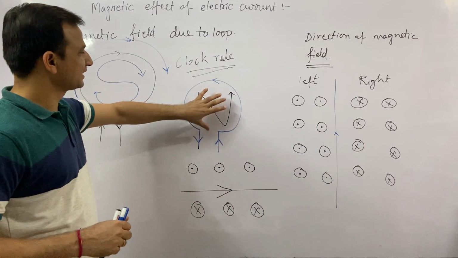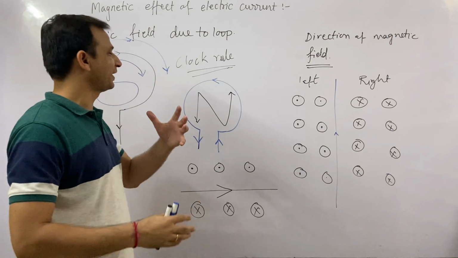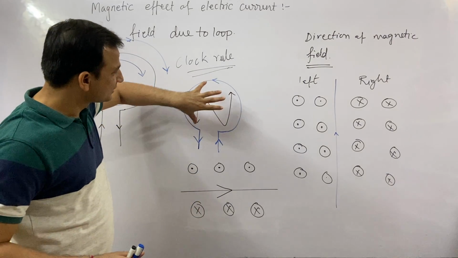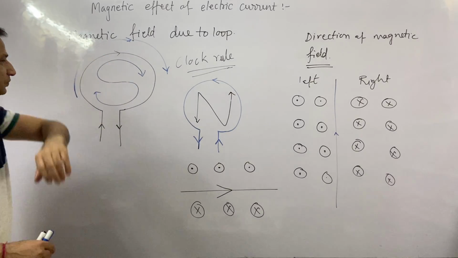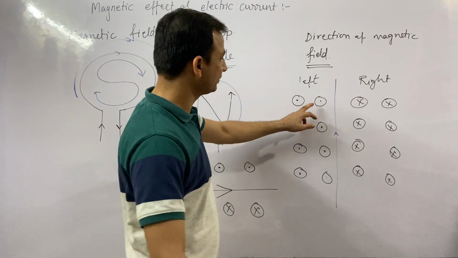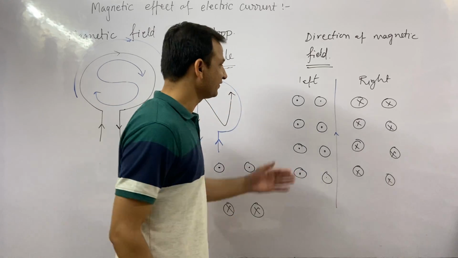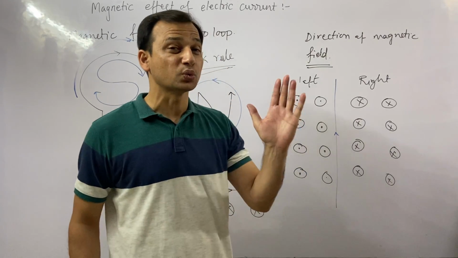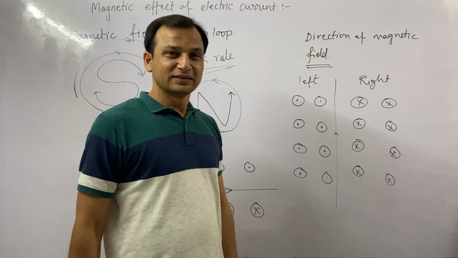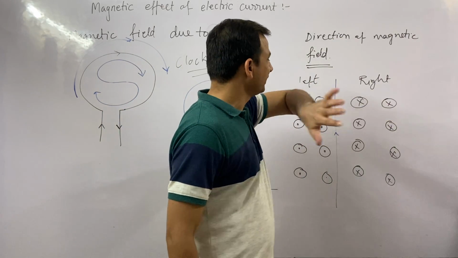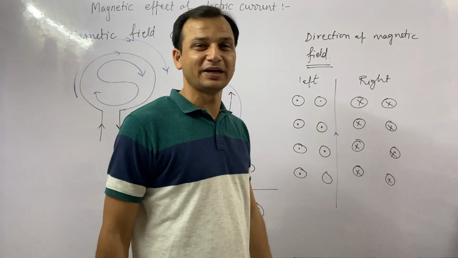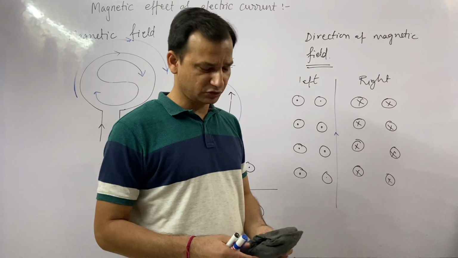Now there is one challenge. If this is acting as north pole, then how will we draw the magnetic field lines within this loop and outside this loop? So here you saw that when the magnetic field lines are coming towards you, then you represent them by dot, and if the magnetic field lines are going away from you, you represent them by cross. Why do you do so?